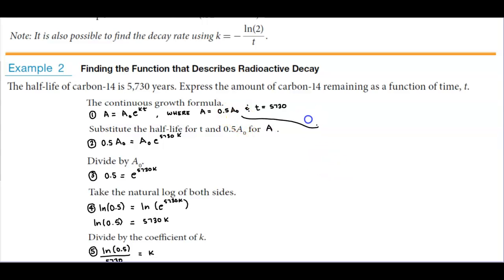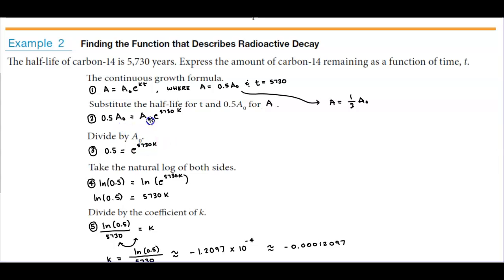Now remember that what was given is the same thing as A, which is equal to 1/2. We're just going to write it as 0.5. And T, which is the half-life of carbon-14, is 5,730. So we're going to substitute the half-life for T, and 0.5 times the original amount for A. So in step 2, we have 0.5 times the original, or half of the original, which is equal to the original e to the 5,730k.